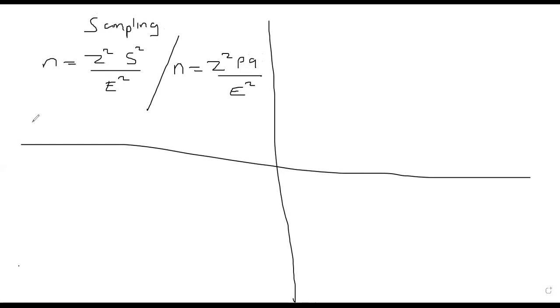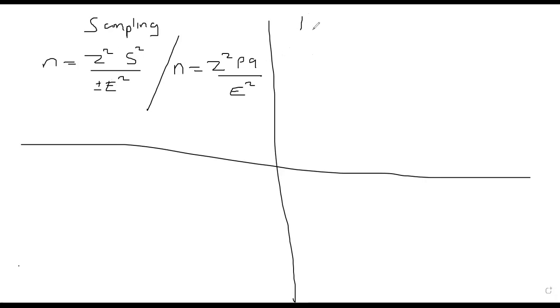S is called the variance standard deviation. Z is a Z score. I'll teach you how to get the table. Then E is the error, which comes as plus minus or the word within. P is a proportion, Q is a failure. So if P is 20%, Q is 80%, the two must add up to 1.